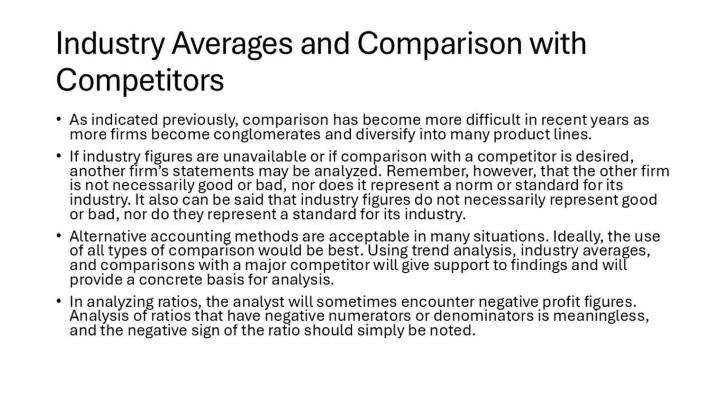As indicated previously, comparison has become more difficult in recent years as more firms become conglomerates and diversify into many product lines. To counteract this problem, the SEC has implemented line of business reporting requirements for companies that must submit their reports to the SEC. These reports are made available to the public. SFAS number 14 also addresses line of business reporting requirements. Such reporting requirements ease the analysis problem created by conglomerates but cannot eliminate it because the entity must decide how to allocate administrative and joint costs.